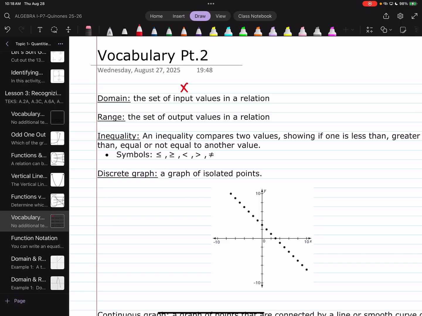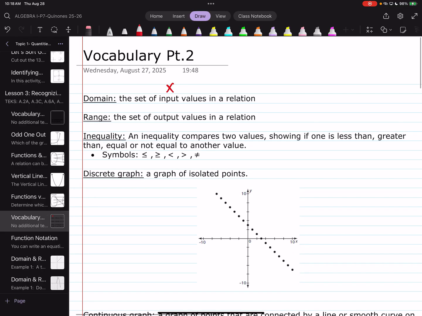So then if my input values relate to the domain, what do my output values relate to? The range. What value is that? My X or Y? It's my Y values. So where my graph goes from bottom to top.